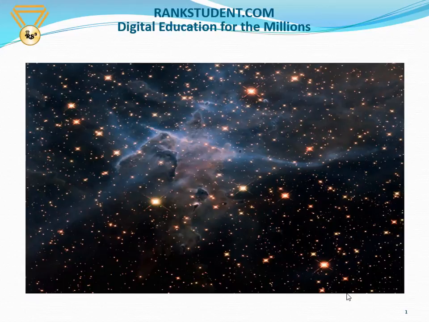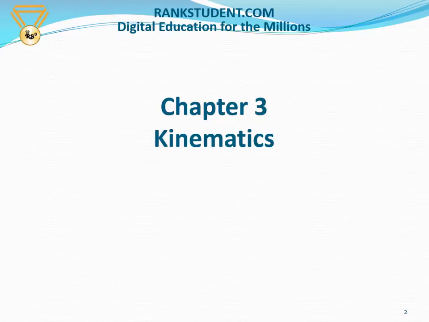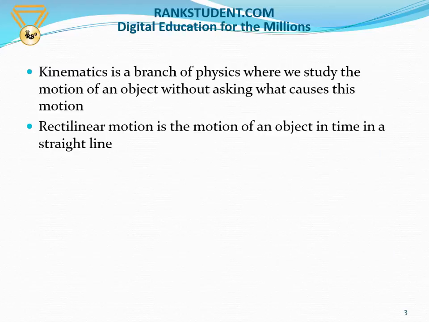The picture that you see on the first slide is from the NASA Hubble telescope. This chapter deals with kinematics, which by definition is a branch of physics where we study the motion of an object without asking what causes this motion. As we all know, for an object to move, there has to be a force acting on it or a torque acting on it. In this chapter, we'll disregard the forces, just focus on the motion.